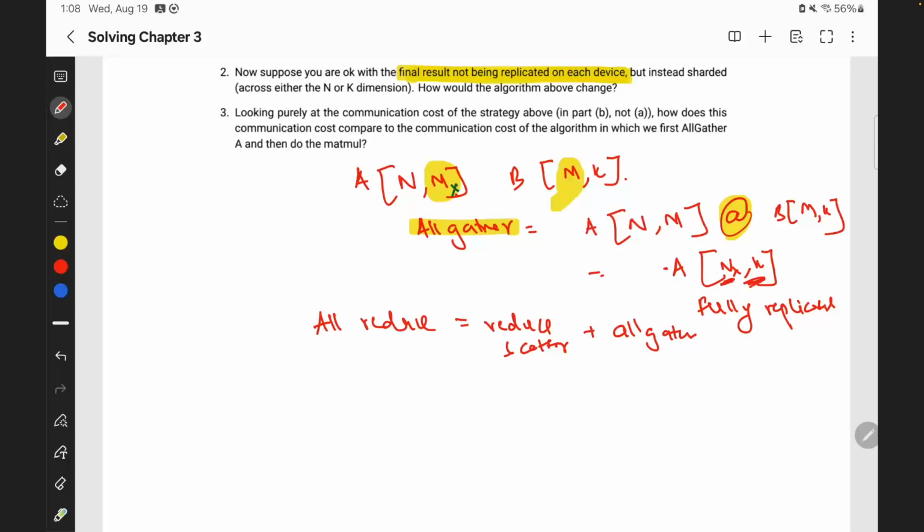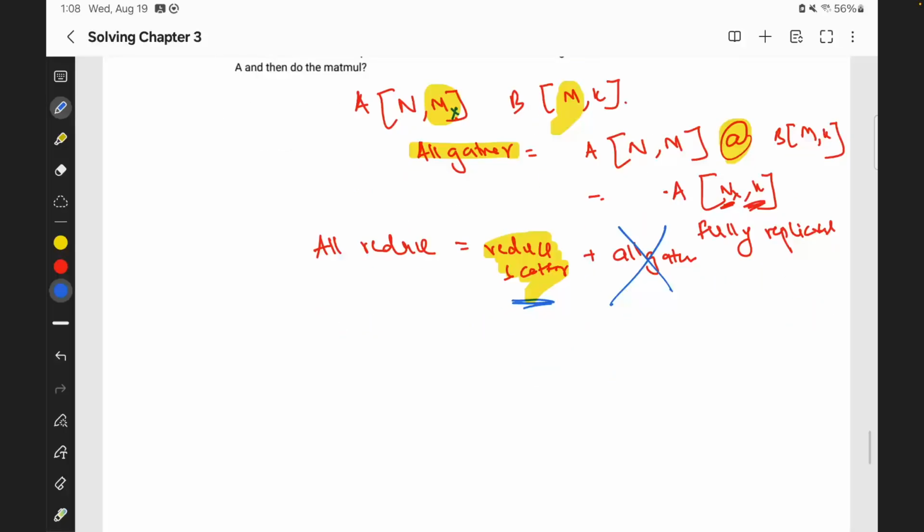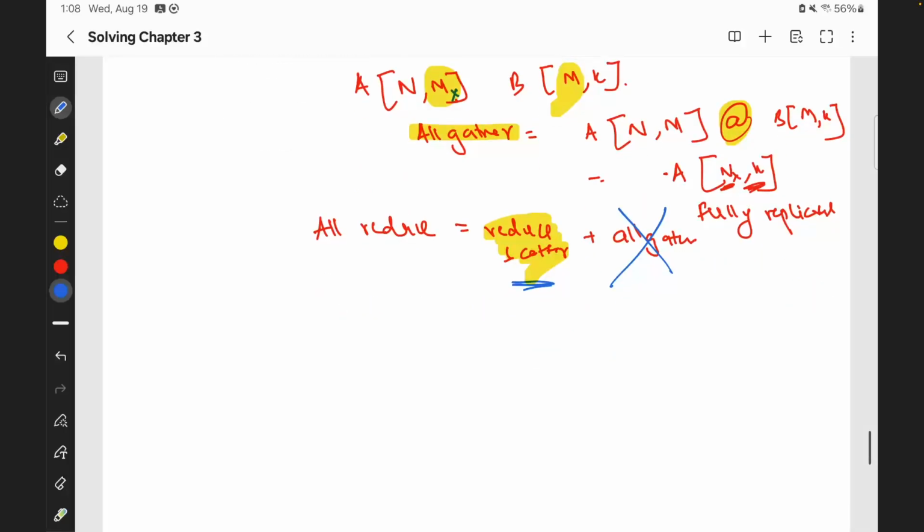So if you don't want fully replicated, then we only want this, and we don't want this. So we can only do reduce scatter, which has the same cost as all gather, and we would be happy just doing that operation. But the caveat here is that you will not have it fully replicated.